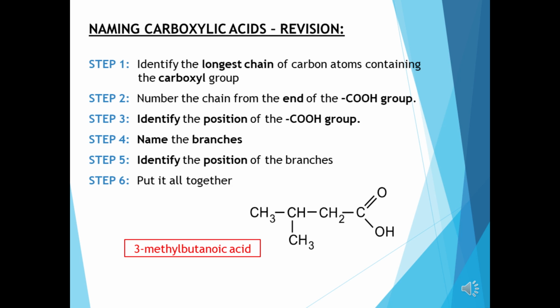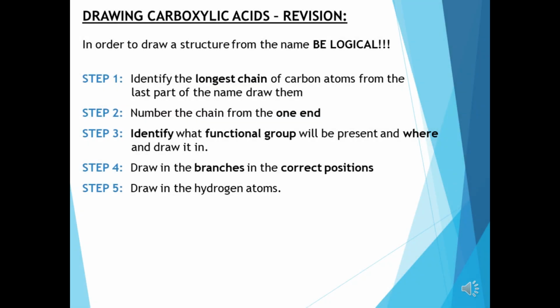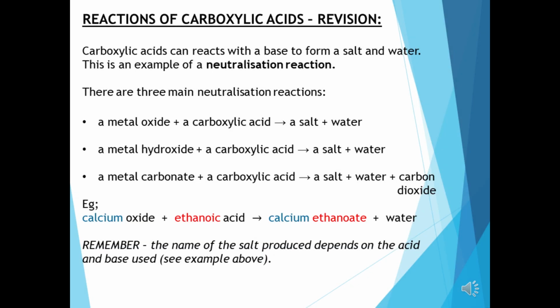Please note, you do not have to systematically name carboxylic acids. Butan-1-oic acid will never exist because the carboxyl group is always carbon number 1, so we do not have to do that. Again, be careful and be logical when drawing carboxylic acids. These are the steps to help. Again, a little bit of revision from National 5.